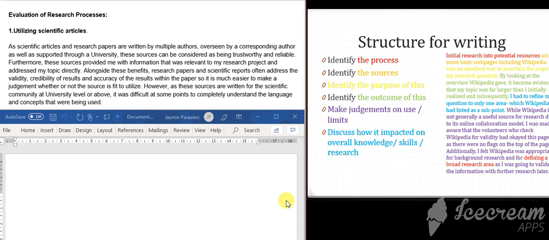What I want you guys to be working on this lesson is writing your research processes section. It's up to approximately 500 words, and it's anything you did to get your research information.